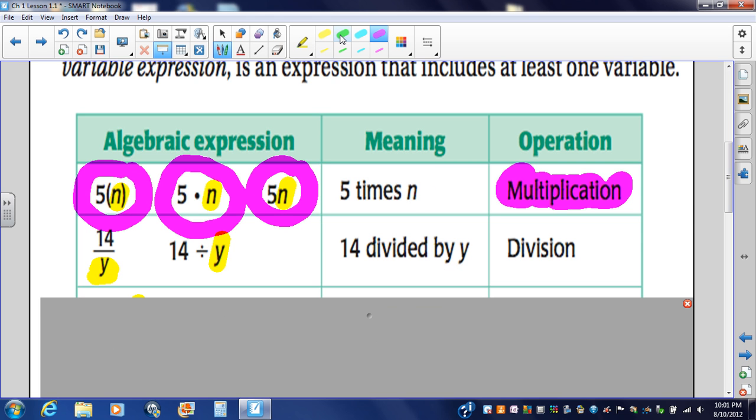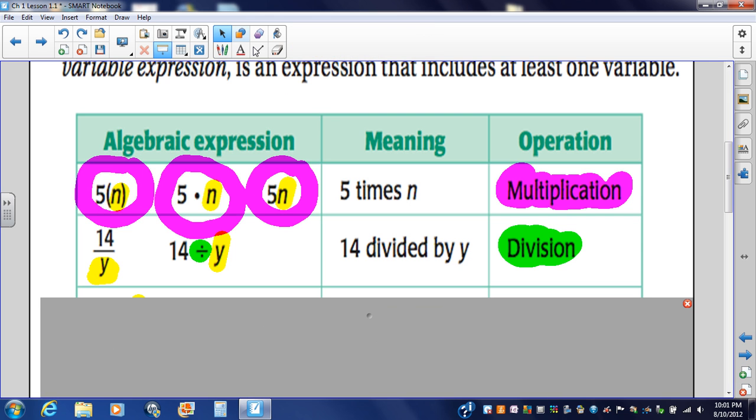On your paper, make yourself a note that division can be written this way, or now that we're preparing for the Hunger Games, division can also be written with a fraction bar. Make yourself a note, division can be written this way, or it can be written with a fraction bar. This way will probably be the most common way you're going to see it on the EOC.